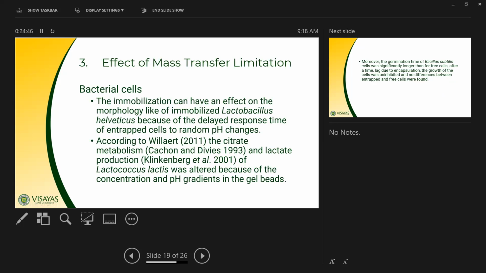How about the effects of mass transfer limitation? So in the bacterial cells, okay, the immobilization can have an effect on the morphology, like of immobilized Lactobacillus helveticus, because of the delayed response time of entrapped cells to random pH changes. So meaning, there's a delay because of the thick barrier that the environment cannot easily access or have interaction between the cell wall and the fermenting media. I mean, there is a delayed response. It could be that the bacteria will not have the harsh, for example, low pH, so it will not respond, so there is no susceptibility to cell death.